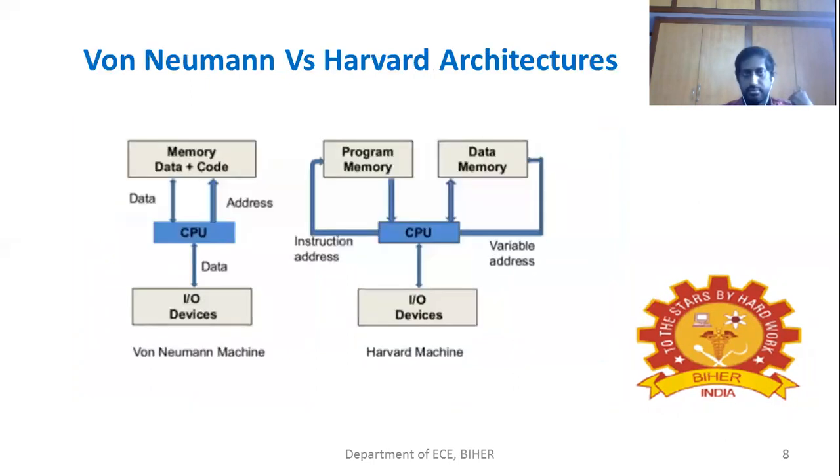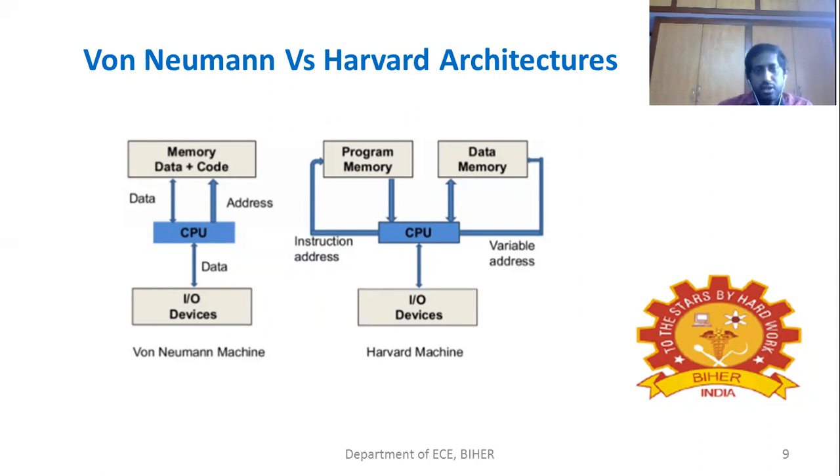So these are the fundamental architectures, Von Neumann and Harvard architecture. These are the fundamental architectures used in many embedded systems. So first we need to know what is Von Neumann architecture, and then what is Harvard architecture. Then only we can differentiate.